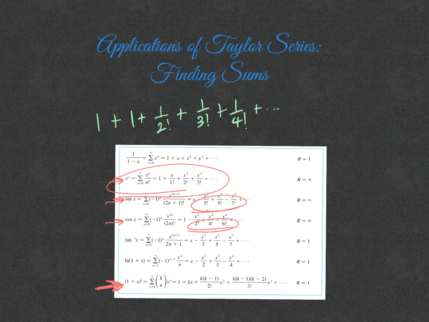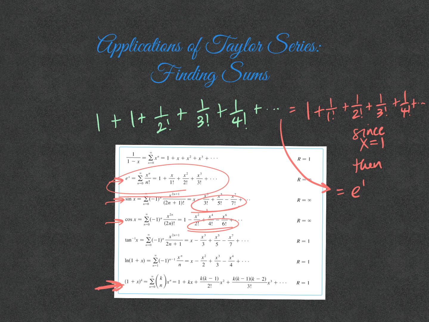So let's compare that to what we have. Could this be 1 plus 1 over 1 factorial plus 1 over 2 factorial plus 1 over 3 factorial plus 1 over 4 factorial plus dot, dot, dot? And it does. So if you look at the fact that x equals 1 in the numerator of all of those, then since x equals 1, we know that the series equals e to the x, which is e to the first.